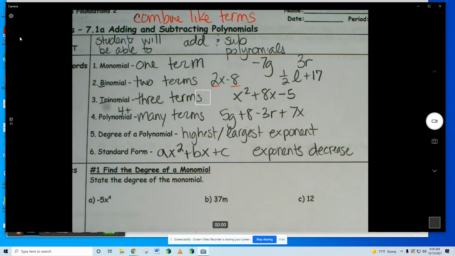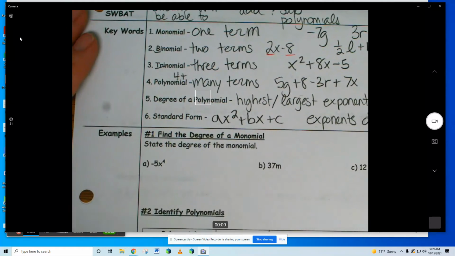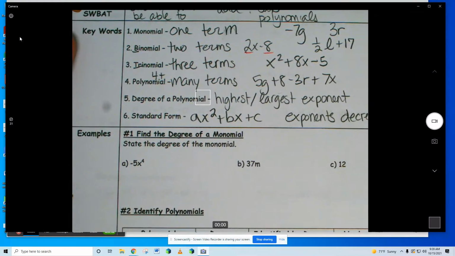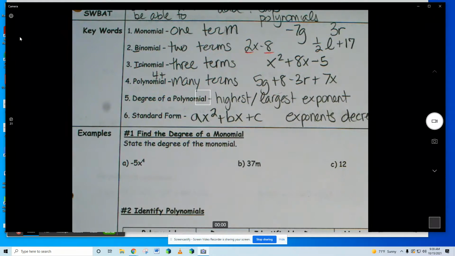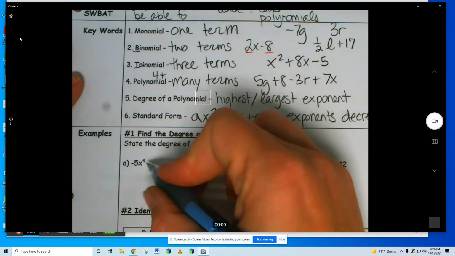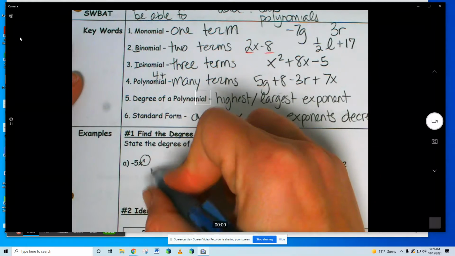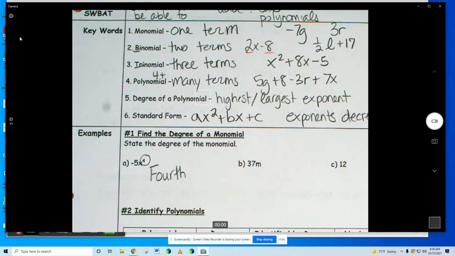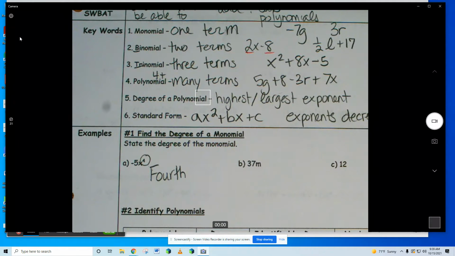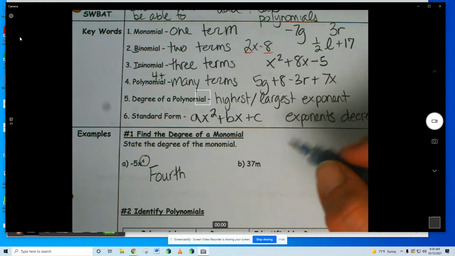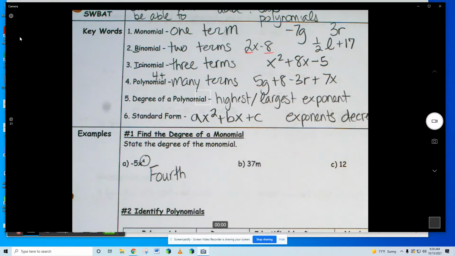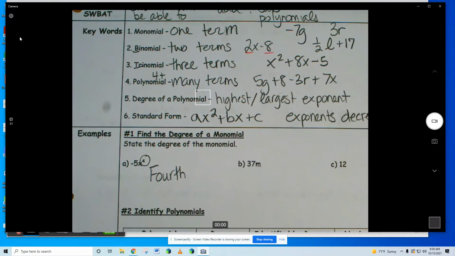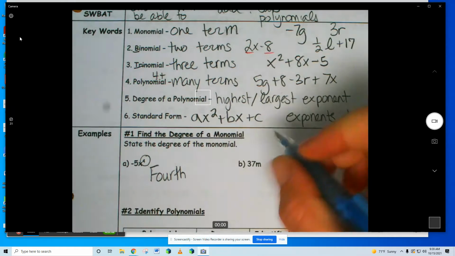All right, good. Find the degree of the monomial. Negative 5x to the fourth. What's the degree? What's the exponent? The 4. Fourth degree. Okay, what's the degree of 37m? 1. Don't answer every question. Remember? I tell you that every day, though. You have to remember. There's no number there, so this is just first degree.